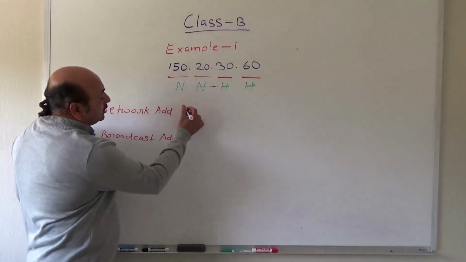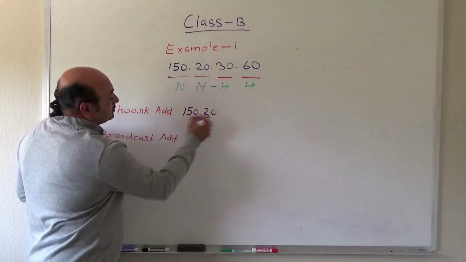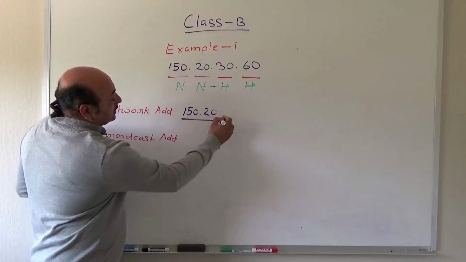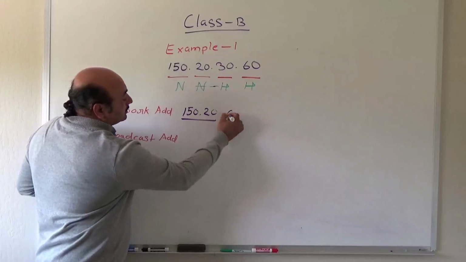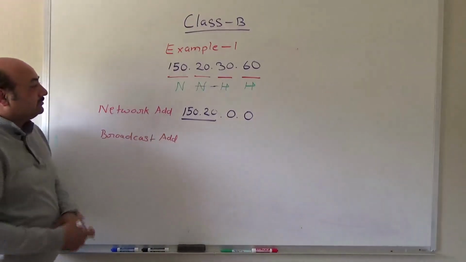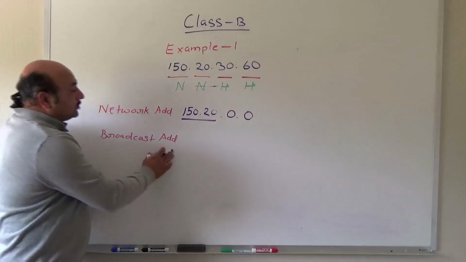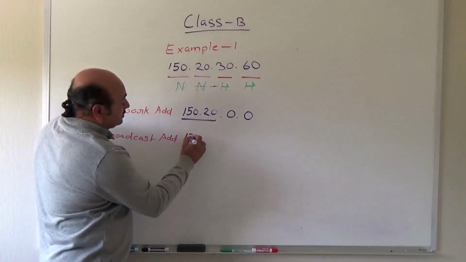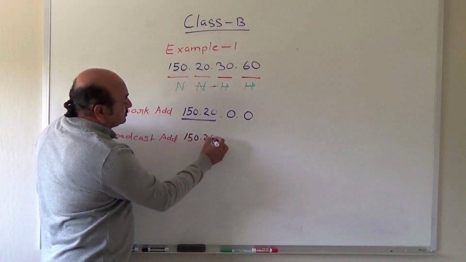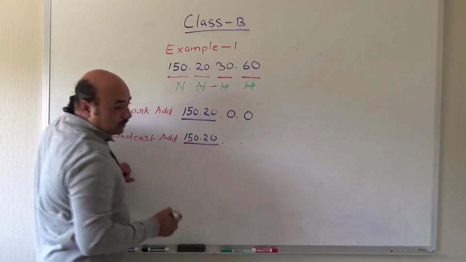Following the same rule, we take 150 and leave the network part as it is. I've left it like that, and then for the host part, just set the host bits to 0. That's what gives you the network address for this particular IP address. And for finding the broadcast address, same thing: leave the network part as it is, and set the host bits to all ones.